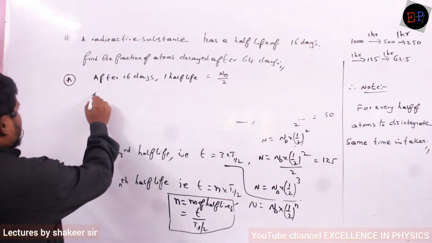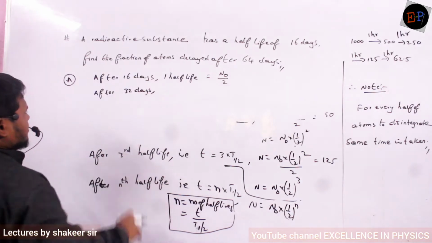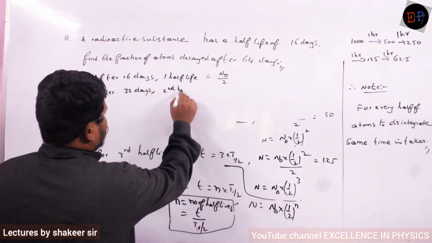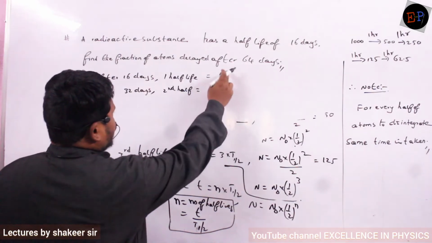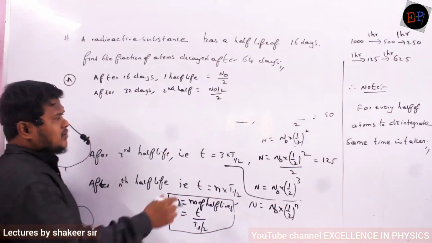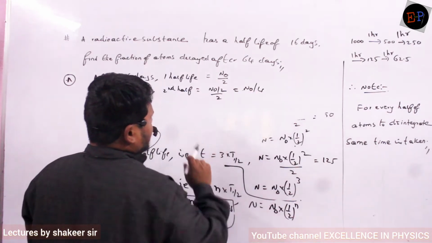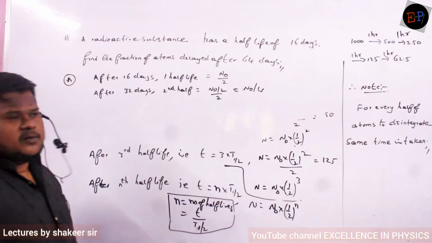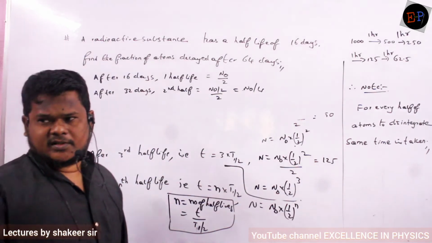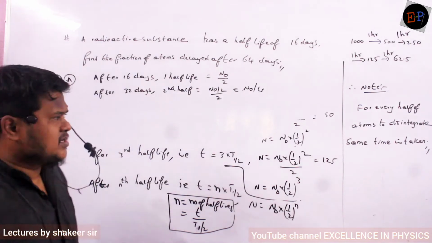Now see. After one more half-life, that is 32 days, 16 plus 16, the second half-life will be completed. After the second half-life, again half of the atoms will be disintegrated. So in total they will become N naught divided by 4. What is meant by N naught by 4? Only these many atoms are present for disintegration. Are you able to understand?